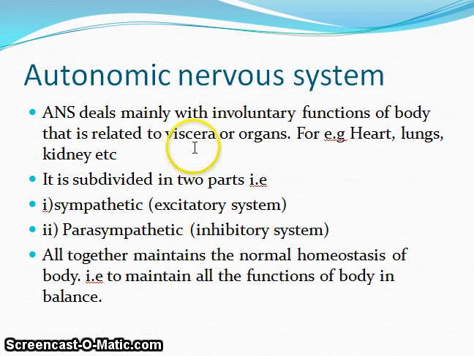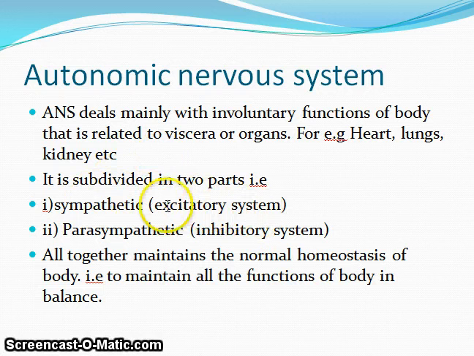Okay. Autonomic nervous system. Autonomic nervous system deals mainly with the involuntary functions of body that is related to the viscera or organs, for example heart, lungs, kidney, etc. Its name itself suggests that it is dealing with the automatic function, the functions on which we do not have any sort of voluntary control. You can't control your heartbeat, you can't control your breathing activities, you can't control the function of the kidneys, right?